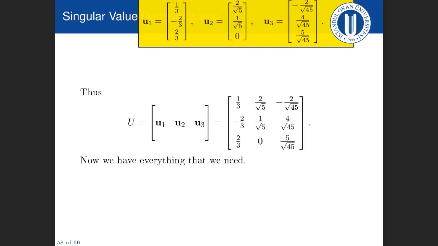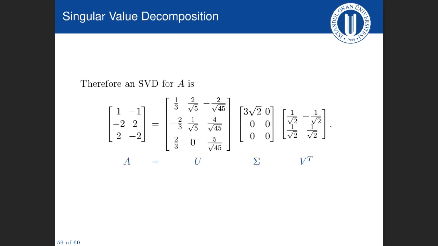Capital U is the square 3x3 matrix where the first column is u1, the second column is u2, and the third column is u3. And now we have everything that we need. Therefore, a singular value decomposition for A looks like this. We found U, we found sigma, we found V. So we can write down U sigma V transpose.